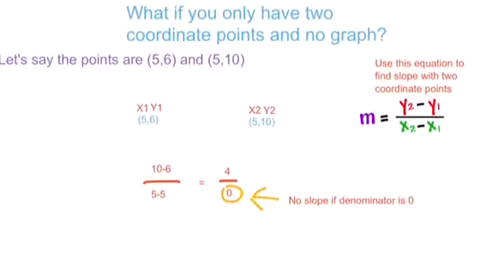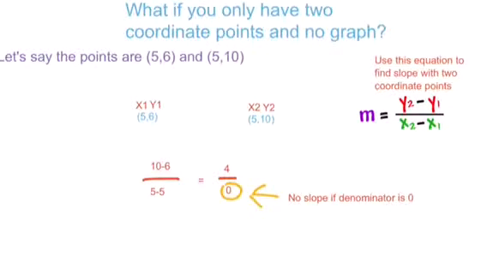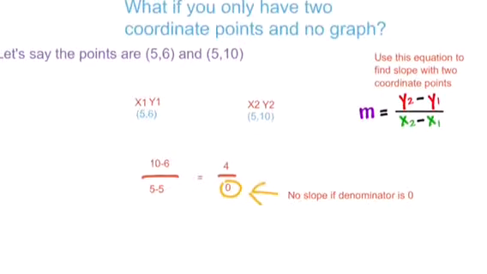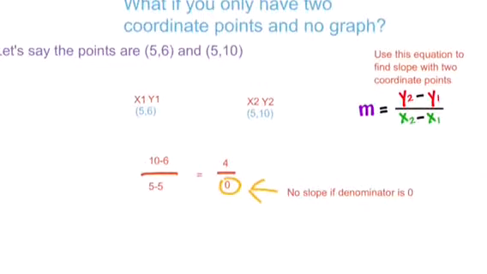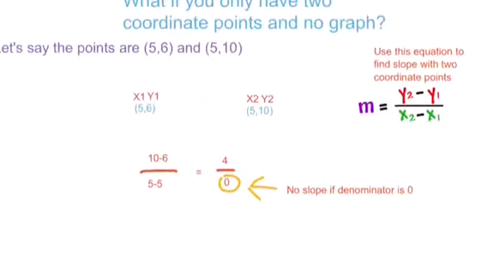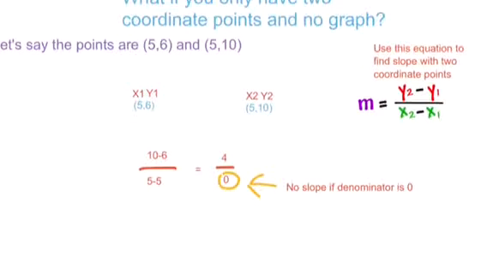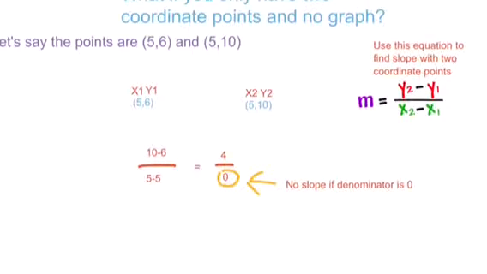What if you only have 2 coordinate points and no graph? It's easy. You just use the slope formula: m equals y2 minus y1 over x2 minus x1. So you can make whatever y-axis, whatever x-axis, your y2, y1, x2, x1. So I'm going to make 10 my y2 and 6 my y1. x2 is going to be 5 and x1 is going to be the other 5.